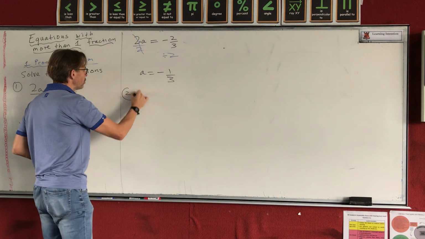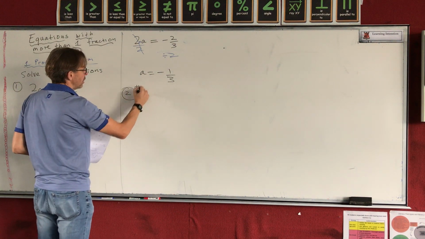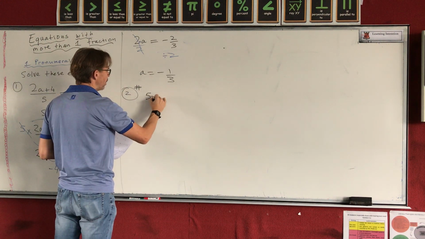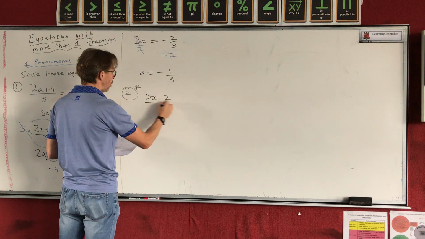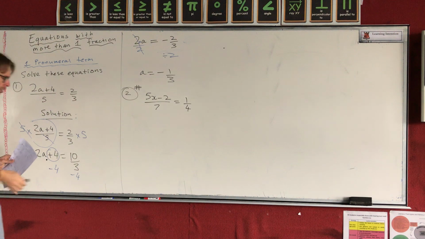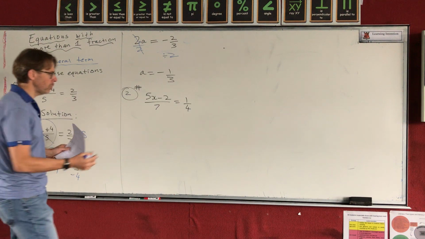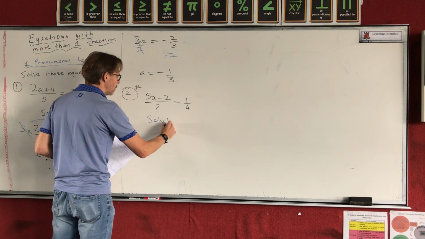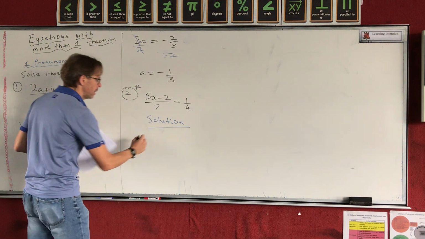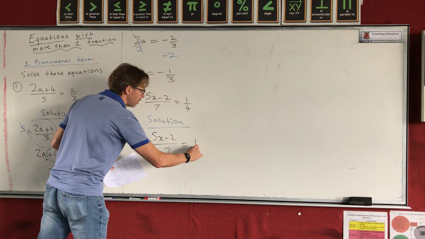Okay? Question 2, here it comes. So I'll call these the hashtag questions, the hashtag questions you try on your own. So try this one, 5x minus 2 on 7 equals a quarter. Okay, so try that, see how you go on that one. And of course, write the word solution. There we go. And then write the question out again. This is just for your notes, by the way, just so that it's nice and neat.